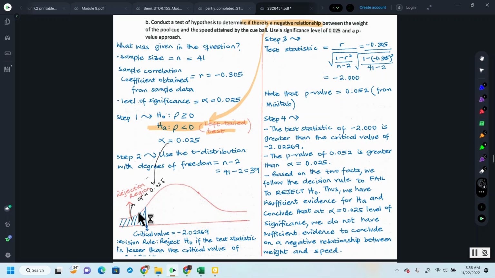So remember, the critical value cuts off the lower tail called what? The rejection region. How are we going to use the critical value? Similar to what we have done in previous examples. Let's go to step 3.